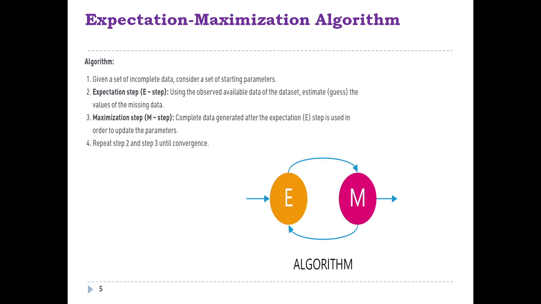Next, the maximization step, the M step. The complete data generated after the expectation step is used to update the parameters. So after the expectation step, we apply this maximization step to update these parameters. Then repeat step 2 and step 3 until convergence.